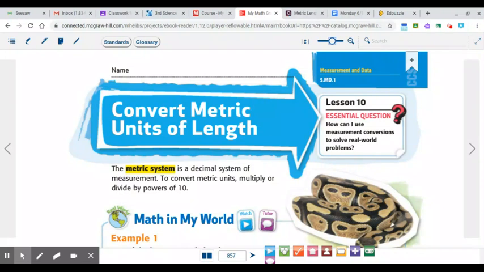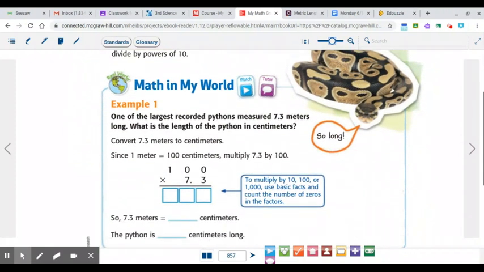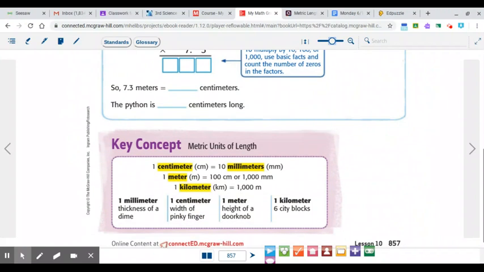All right, you guys, today we're on lesson 10 and chapter 11, lesson 10. We're going to be converting metric units of length. So this time we're talking length. If you look down here at the conversion chart on page 857, this is what you're going to need.